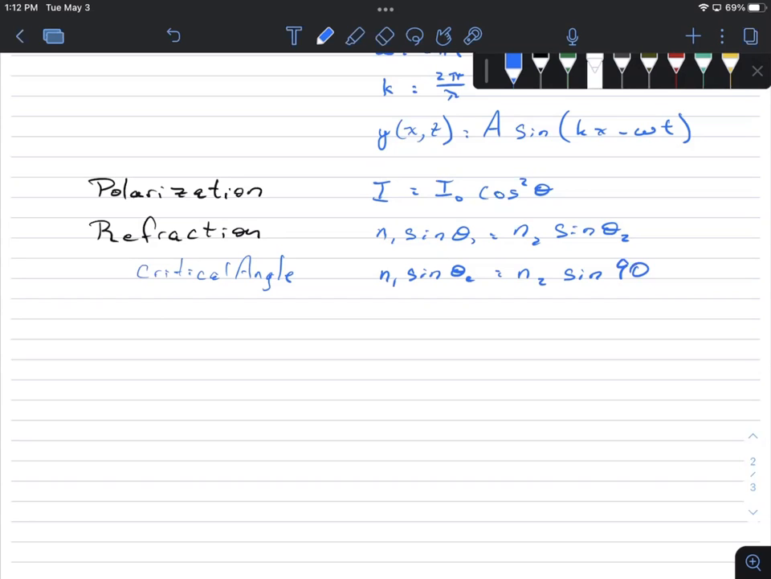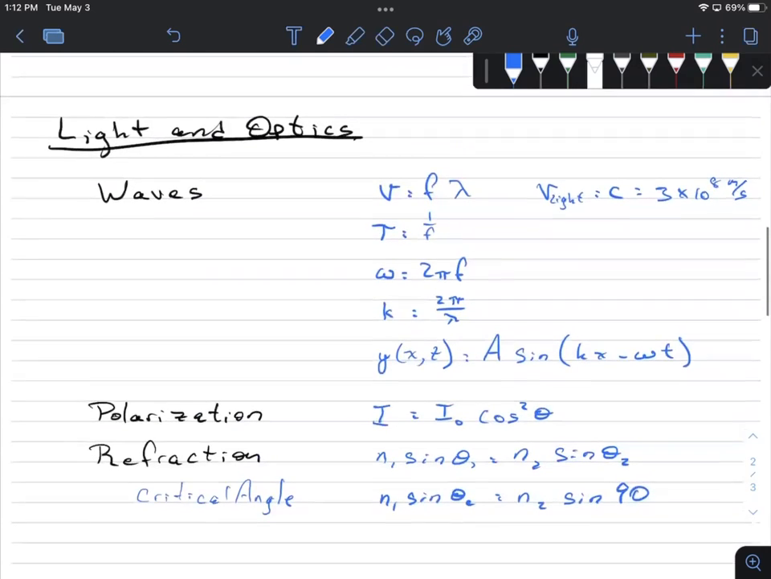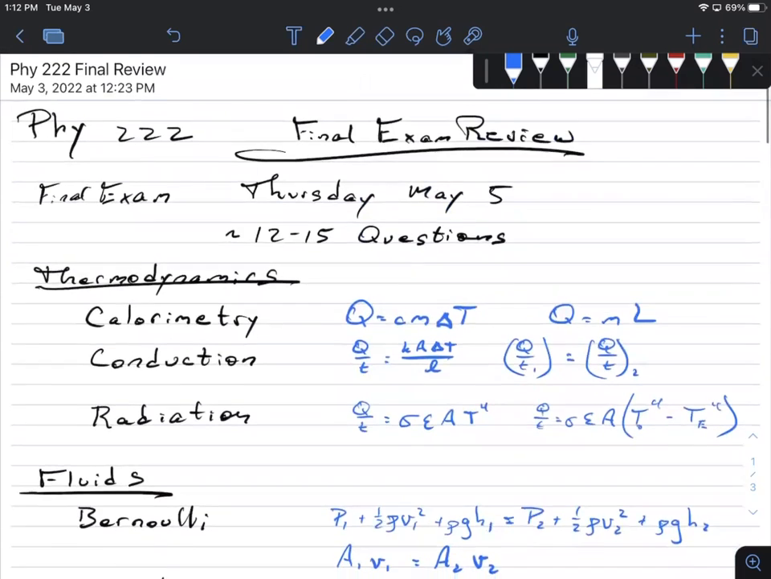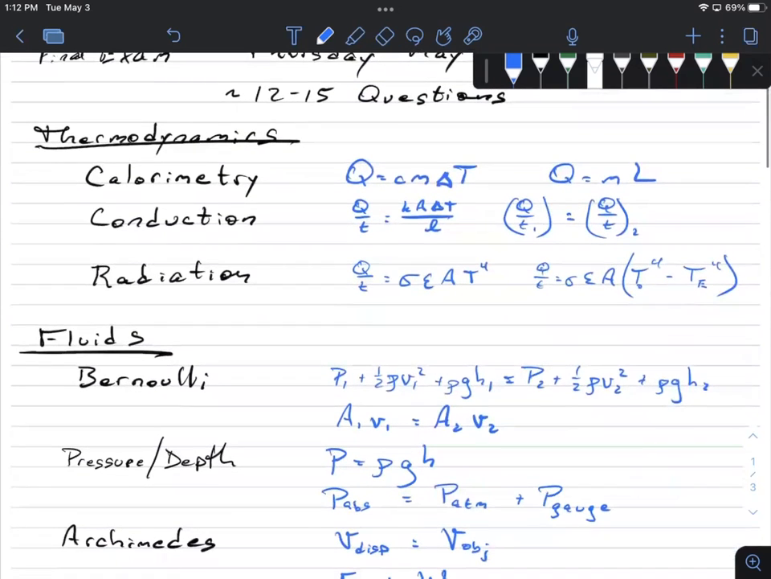And that's it. That is all of the topics. 3 major topics: light and optics, fluids, and thermodynamics. Each test we had this semester covers one of the topics. And so obviously the best way to study for this is to go back over the old tests.